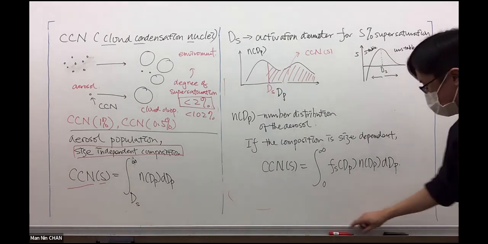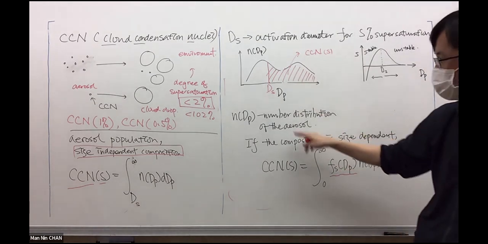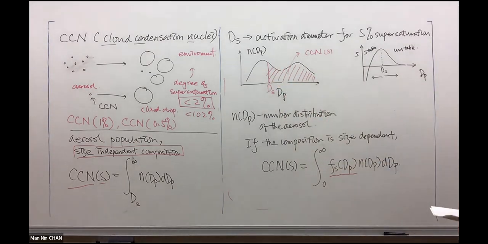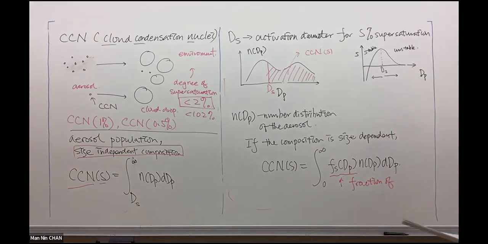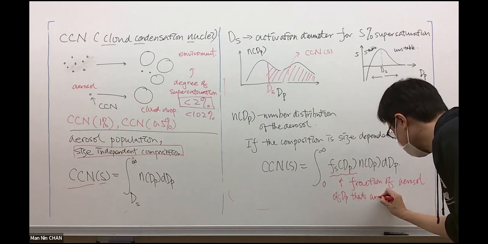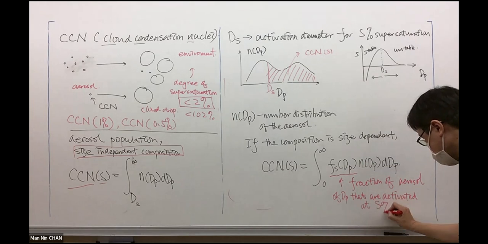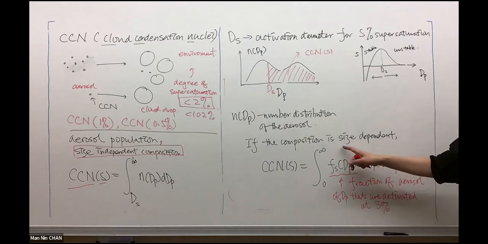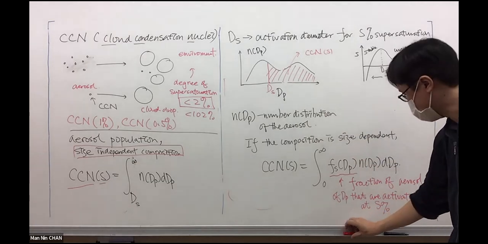So now you just introduce one more term. Assume you also know the aerosol distribution. But because your composition changes with size, you cannot just use this one. So you introduce this F, the FSDP, which we call the fraction of aerosol. You need to introduce another function, and this function tells us the fraction of the aerosol. Let me draw another graph.